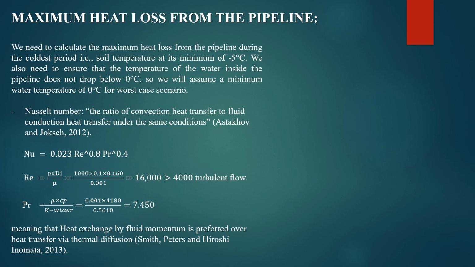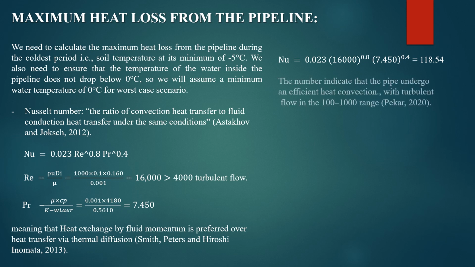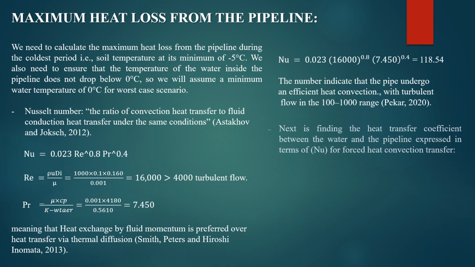Now the Prandtl number of 7.45 indicates that the heat exchange by the fluid momentum is preferred over the heat transfer via thermal diffusion. Thereafter, I will add all the known variables, and we get the Nusselt number to be equal to 118.54. This number indicates that the pipe undergoes an efficient heat convection with turbulent flow, hence why the Reynolds number is greater than 4,000, with a turbulent flow in the 100 to 1,000 range.